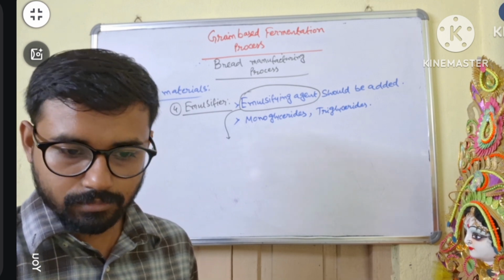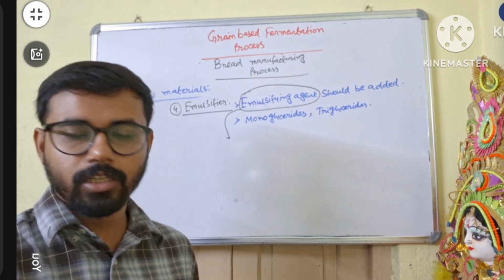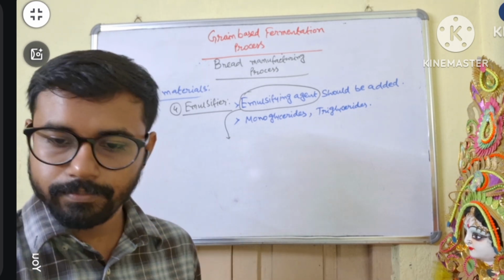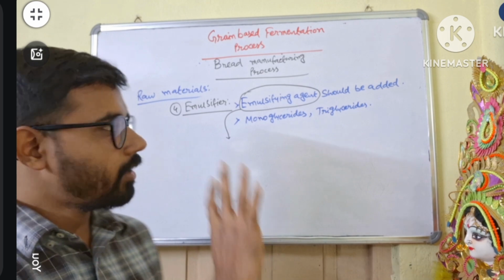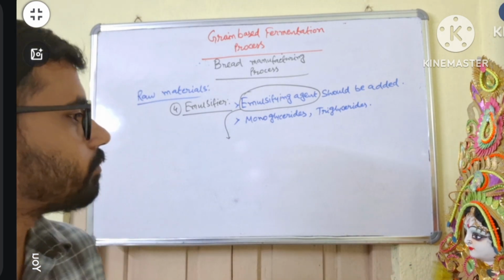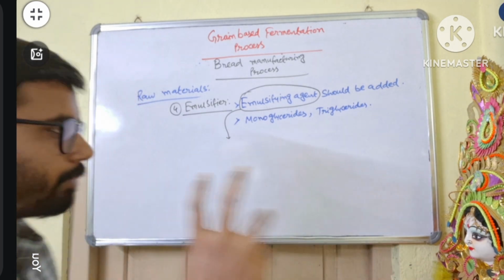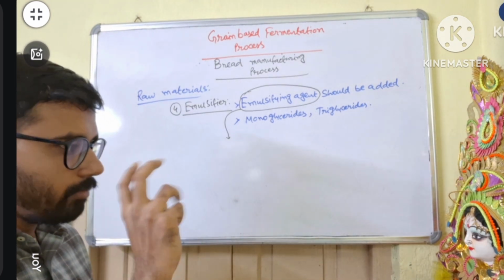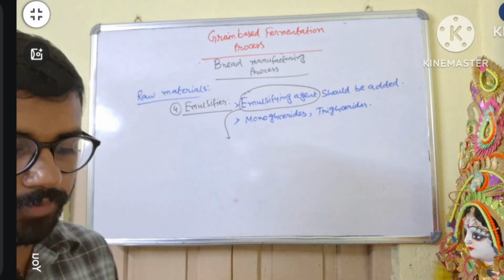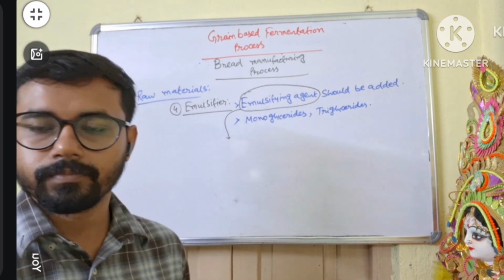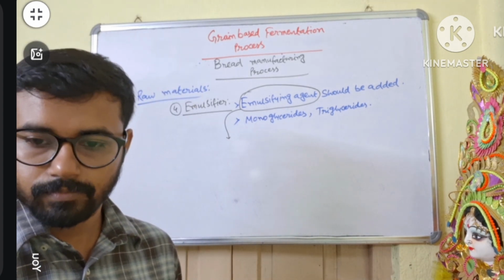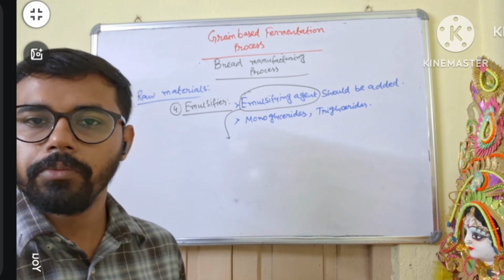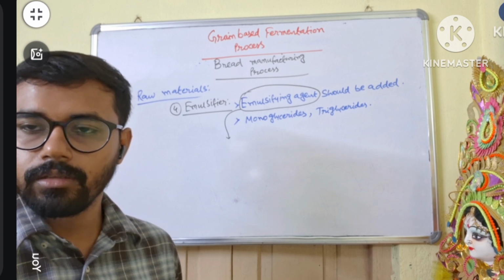To activate yeast, we can add a sugar source, an enzyme source, or we can add yeast nutrient. But it is for a different purpose, to make the bread with proper texture, flavor, etc. So what is the actual function of an emulsifying agent? What is an emulsifying agent? Do you know anyone?